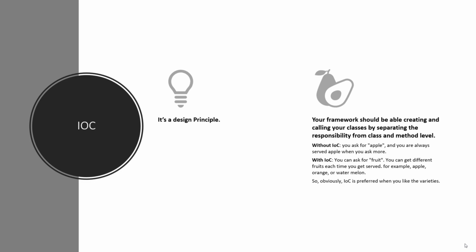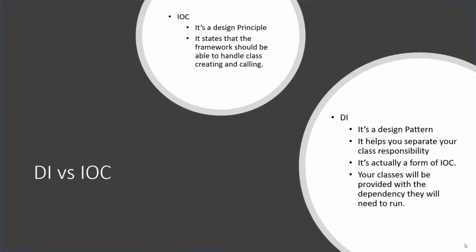So by example, without IOC you ask for apple and you are always served apple when you ask for more, but with IOC you can ask for fruit. You can get different fruits each time you get served, for example apple, orange or watermelon. So obviously IOC is preferred when you like the varieties.